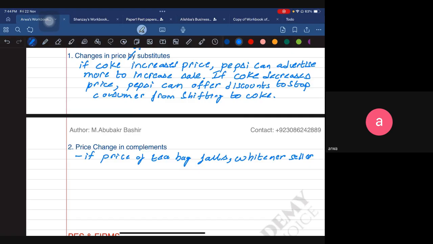The complements can join, yes. Whitener demand, right? The seller wants to increase sales or not? But a whitener and tea bag, how are they related? Why aren't they related? Whitener is the dry milk.